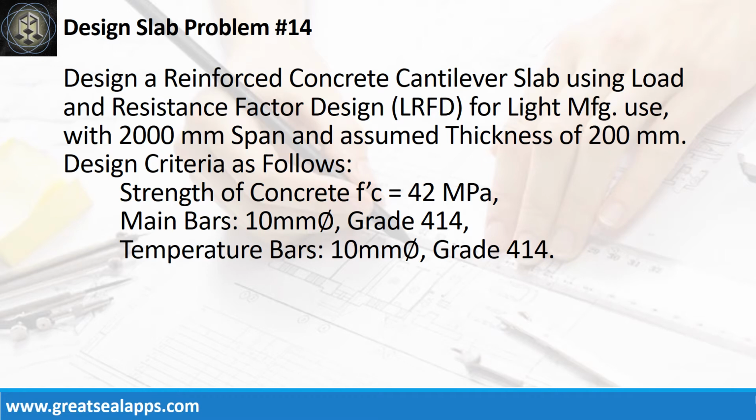Design a reinforced concrete cantilever slab using load and resistance factor design for light manufacturing use with 2000 mm span and assumed thickness of 200 mm. Design criteria as follows. Strength of concrete 42 MPa, main bars 10 mm bar grade 414, temperature bars 10 mm bar grade 414.